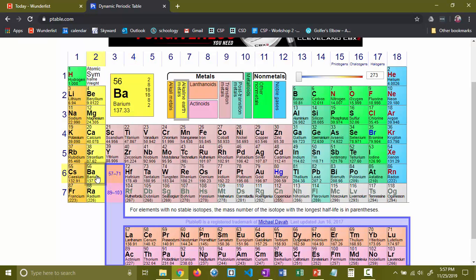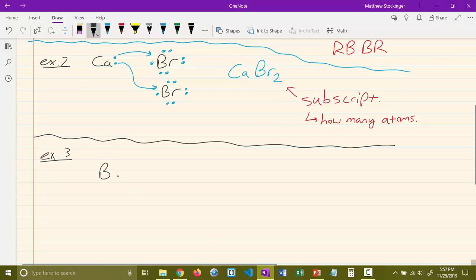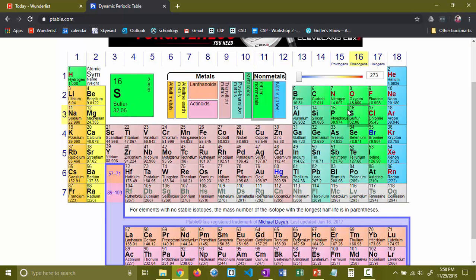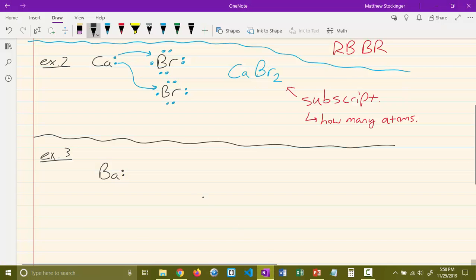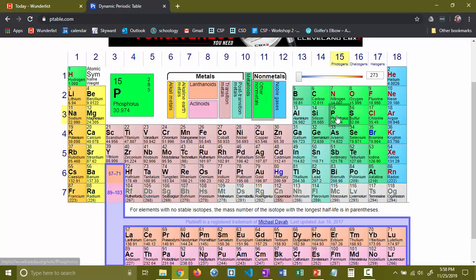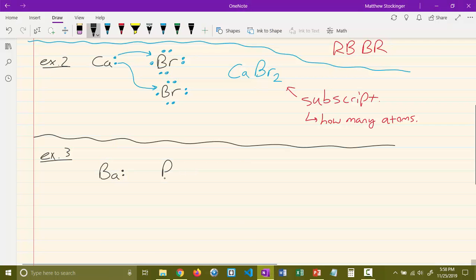Like let's say I take a barium, that's going to be 2 dots. And I want to put it with, say, phosphorus over here. Okay, phosphorus is in group 15. That has 5 dots: 1, 2, 3, 4, 5.